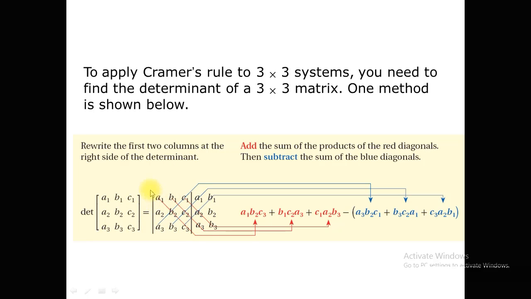We can also use another method for a 3 by 3 matrix. The procedure of this method is to rewrite the first two columns at the right side of the determinant, and add the sum of the products of the red diagonal entries. Then subtract the sum of the products of the blue diagonal entries. These are the sum of the products of the red diagonals, and these are the sum of the products of the blue diagonal entries. Subtract this result from this result, and we obtain the determinant of a 3 by 3 matrix.